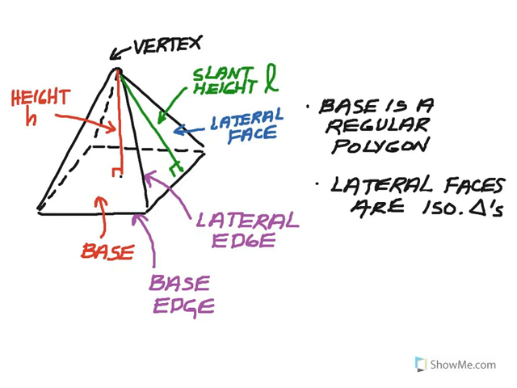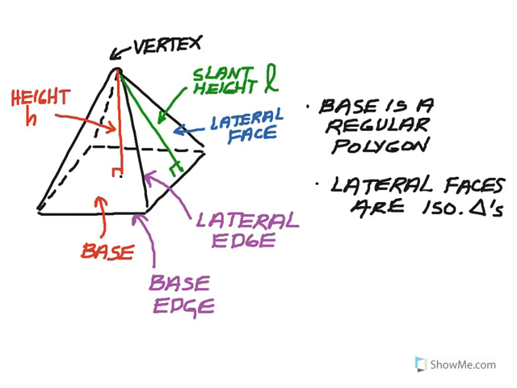All of the base has edges, and each edge is the same length, making it a regular polygon. The base could be a triangle, a square, a pentagon, a hexagon, an octagon, and so on. The height of a pyramid is measured from the very center of the regular polygon, that's the base, to the vertex, which is the top, the point where all of the lateral faces meet.